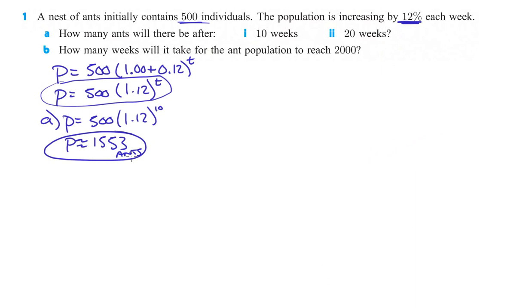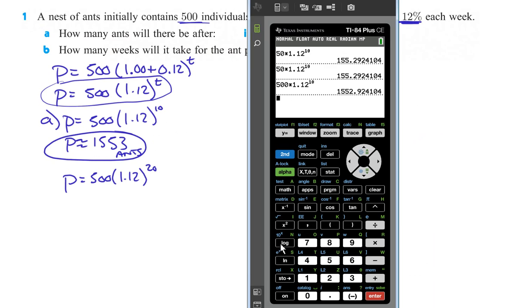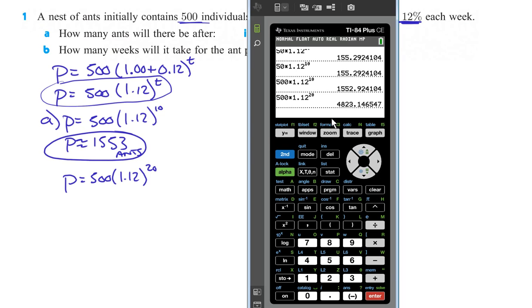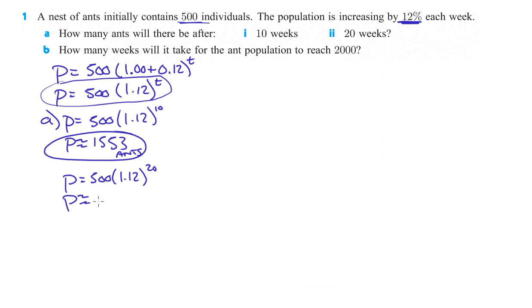Okay, so after 20 weeks would be P equals 500 times 1.12 to the 20th power, right? Now, quick little trick on the graphing calculator here. If you go back and highlight your formula that you put in, push enter, it will let you go back and edit that. So instead of putting that all in, now I'm just going to turn that 10 into 20 because it's the same formula, different exponent, and we get 4823. So the population is about 4823 after 20 weeks.